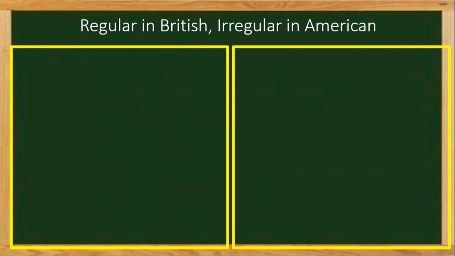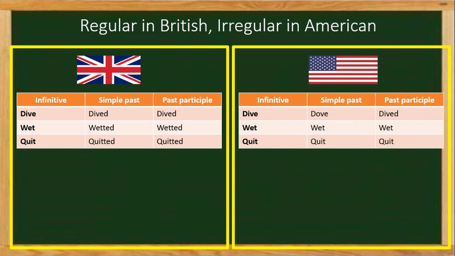دابا غادي نشوفوا العكس. يعني regular verbs in the British English that are considered irregular verbs in the American English. So let's have a look at these two tables. In the British English, we have dive, wet, and quit as regular verbs. For example, we have dive, dived, dived.